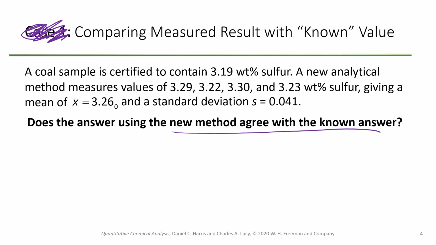So the true value is 3.19. We just need to do the confidence interval and say, okay, is that 3.19 in that range? And if it is, they are not significantly different. If it isn't, then they are significantly different.